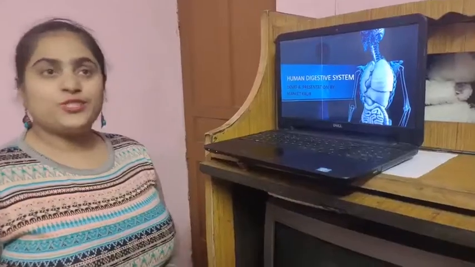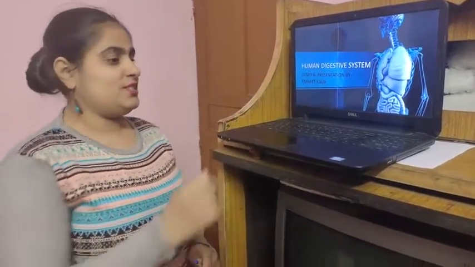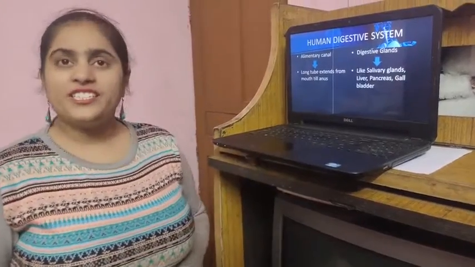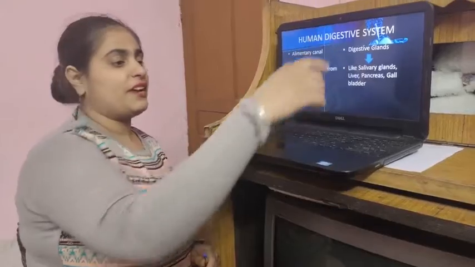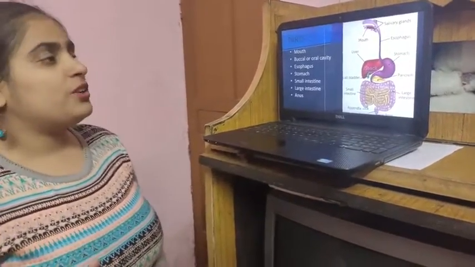Very good morning. Today's topic is the human digestive system. Now, the human digestive system consists of the alimentary canal and digestive glands. Let's check out the diagram.